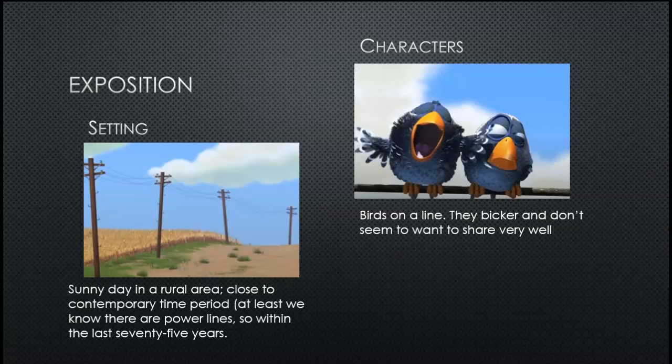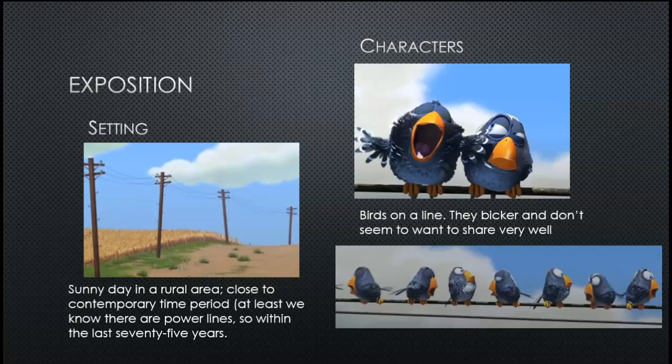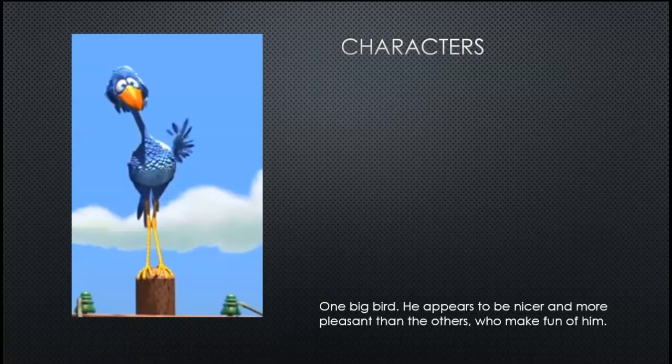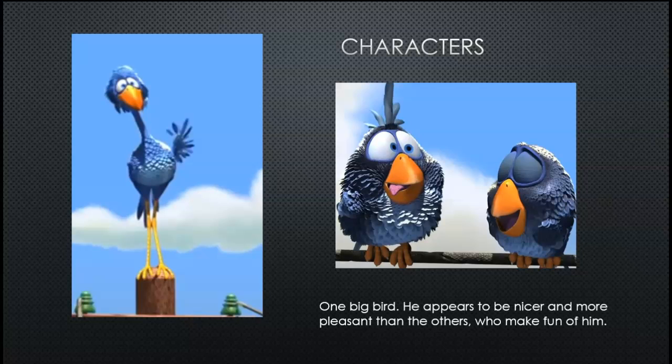The characters include some small birds. These are the birds on a wire, and they bicker, and they don't seem to want to share very well. They get upset at each other taking up space on the wire. And then there's a big bird. This is our main character, our protagonist of the story. He appears to be nicer and more pleasant than the others. The other smaller birds make fun of him because he's different.